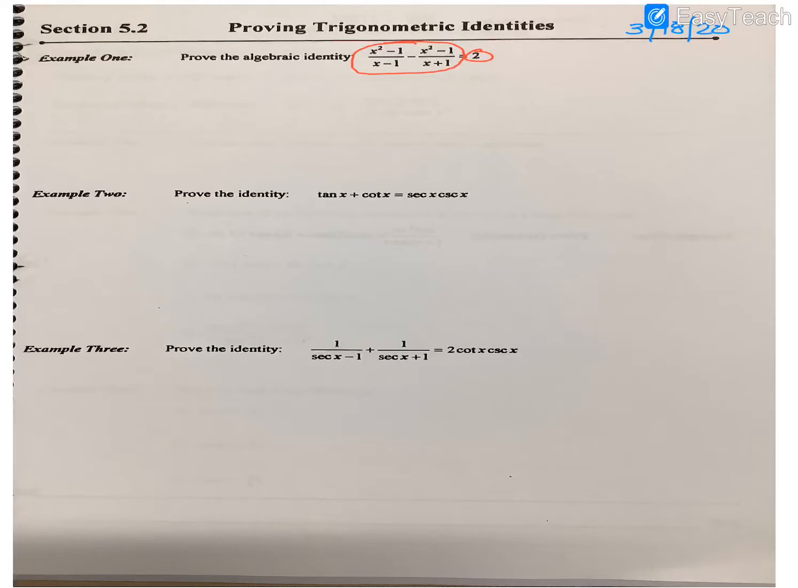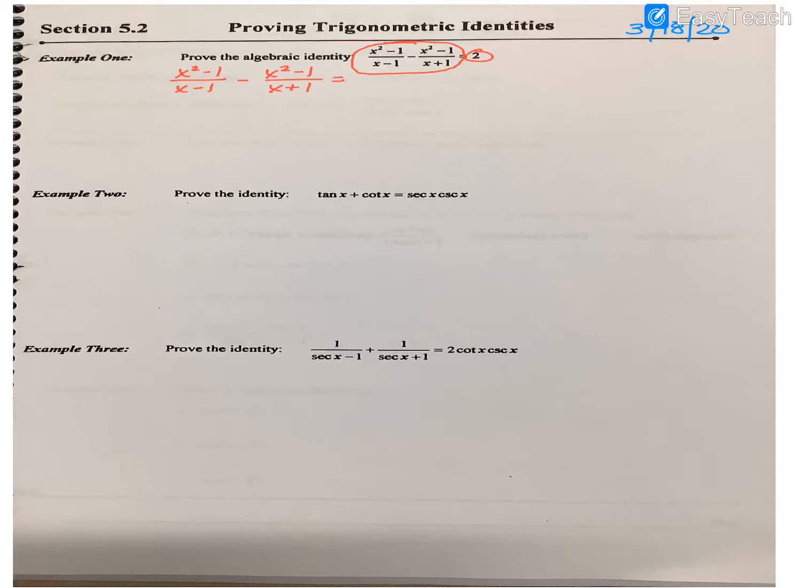And so every time you see me do an identity, the first thing you're going to see is you're going to see me write out the left. And this is what I expect from you guys. So I'm going to write out the left here. That's x squared minus 1 over x minus 1 minus x squared minus 1 over x plus 1.